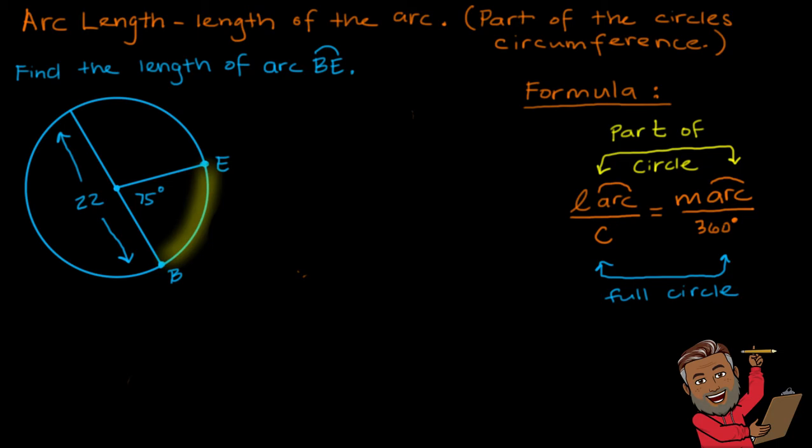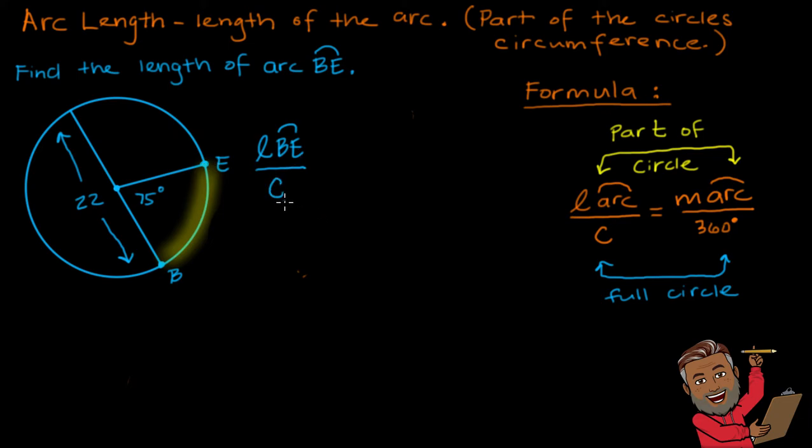Now, to accomplish this, I want to incorporate this formula right here. That means I need to have on the top fraction the part of the circle, and on the bottom fraction the entire circle. So we're going to start off by saying, what is the length? I don't know. So I'm going to write the length of arc BE. So that's how we're going to start. Length of arc BE over, well, what's the length of the entire circle? Well, that is our circumference.